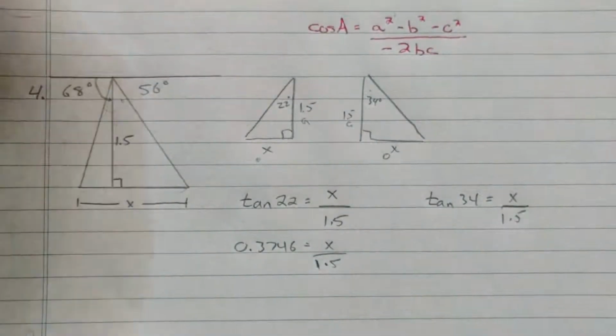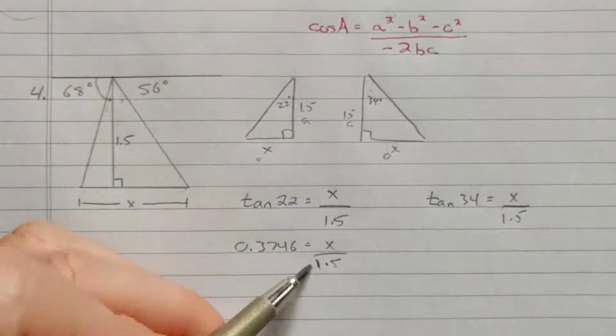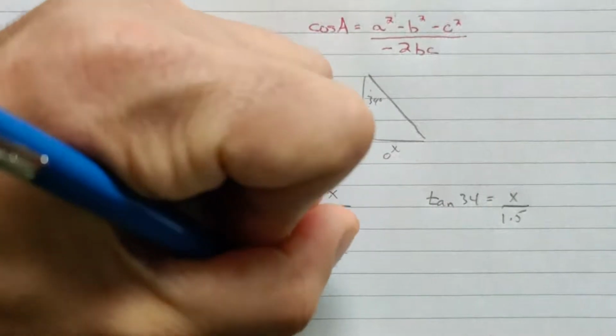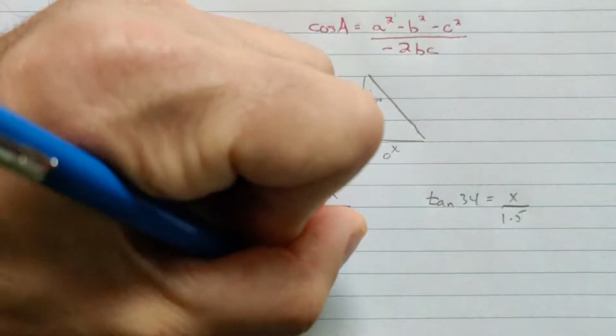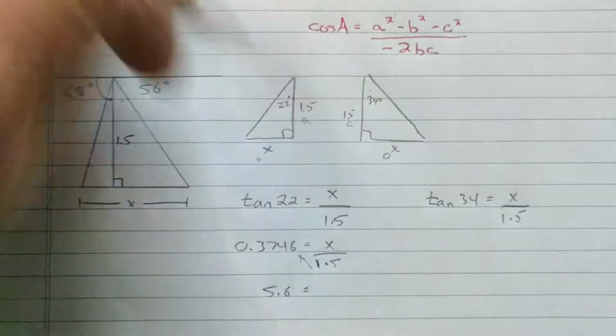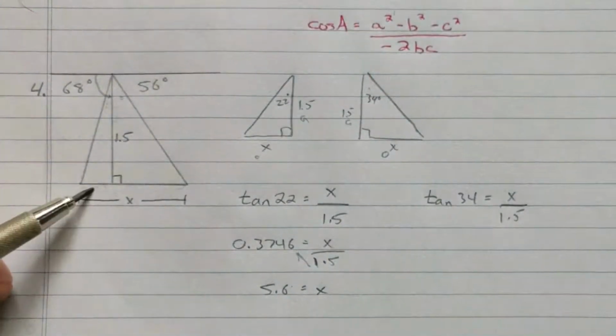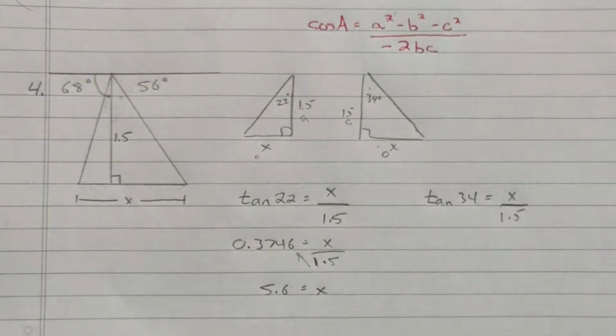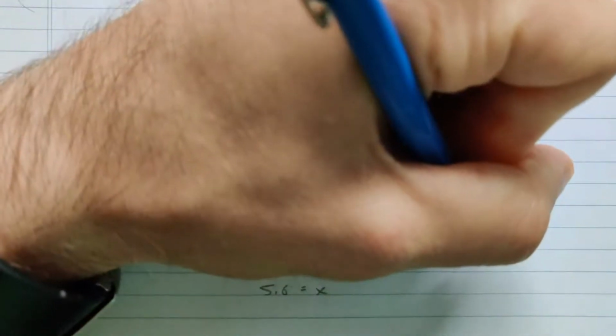equals x over 1.5, and then we just need to move the 1.5 up and multiply it, so we have 1.5 times 0.3746, and that's going to give us 5.6 kilometers as our x. So this side is 5.6, and then we'll find this other side to finish this off. So tan 34, again looking that up, I'm going to get an answer 5.5592 equals x over 1.5.